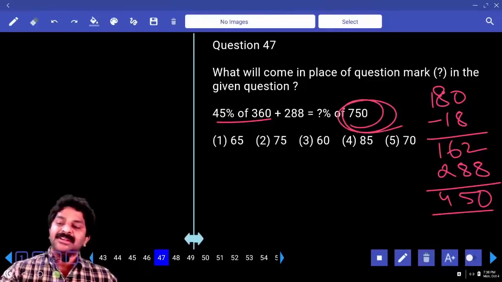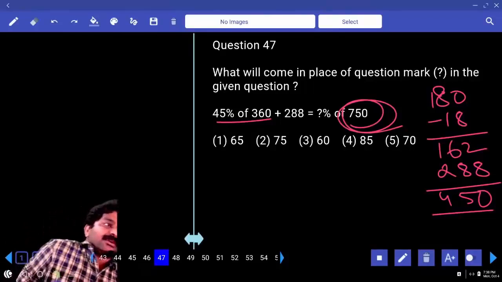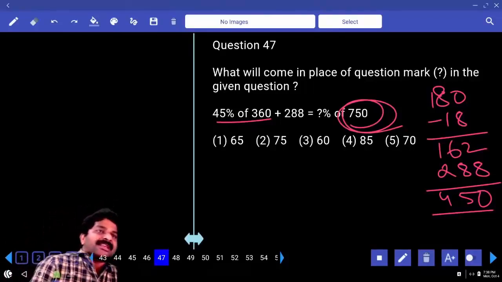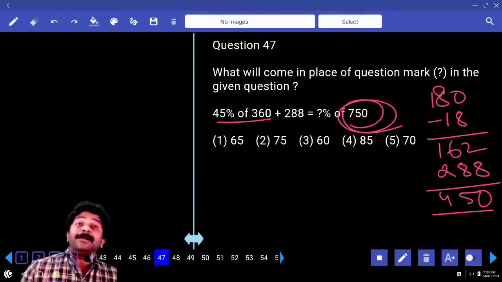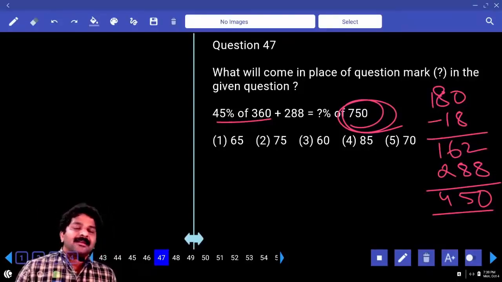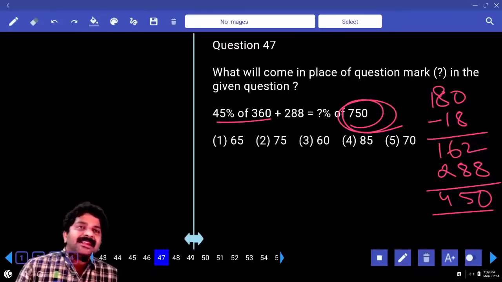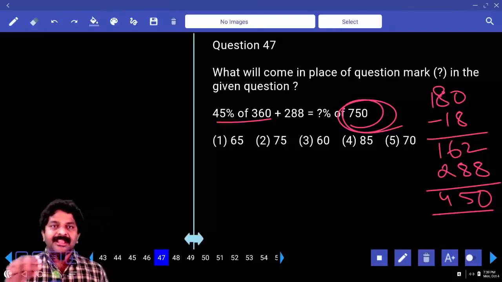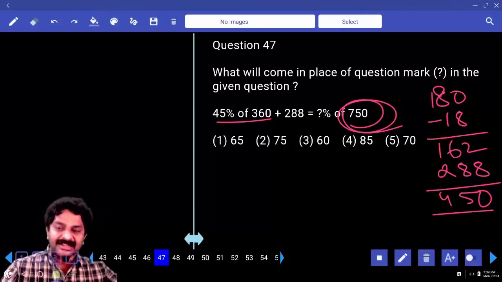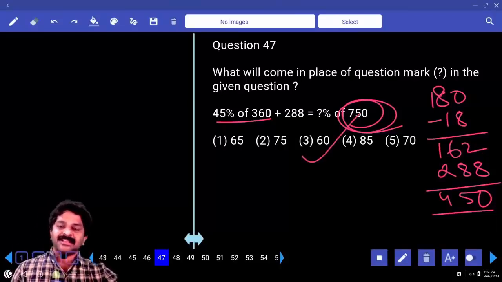450 is what percent of 750? That's what we have to calculate. Out of 750, what is 10%? 10% double, triple in the sense what percent it is? 60%, third option final.